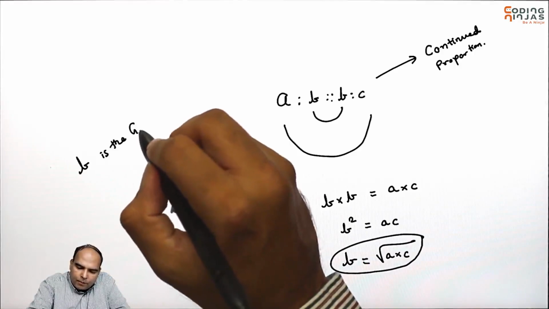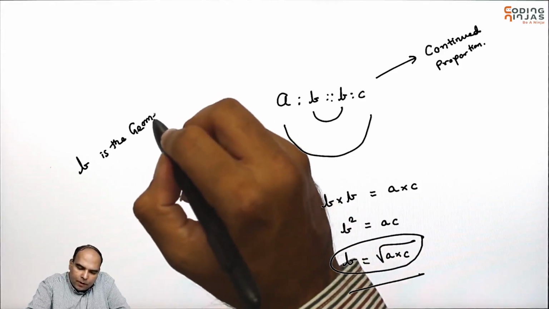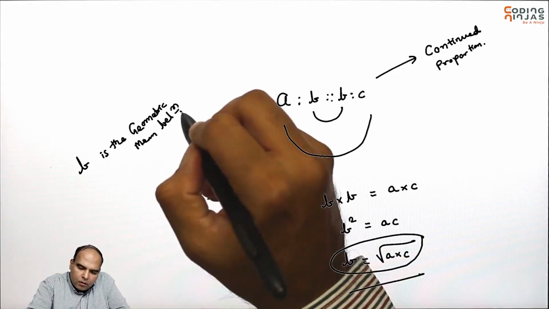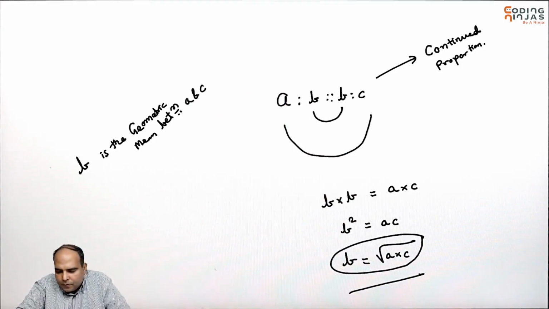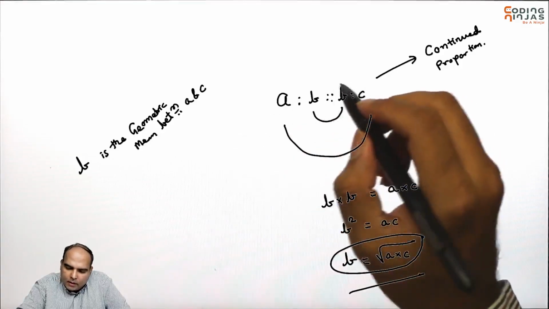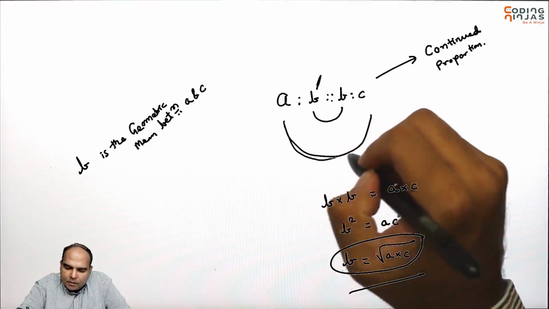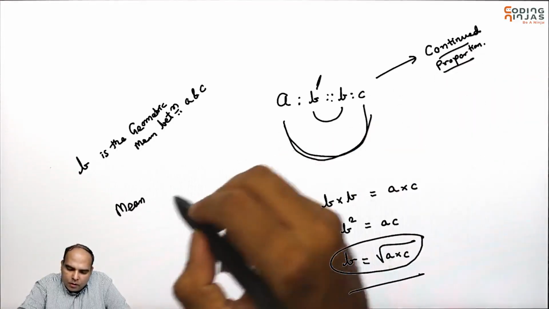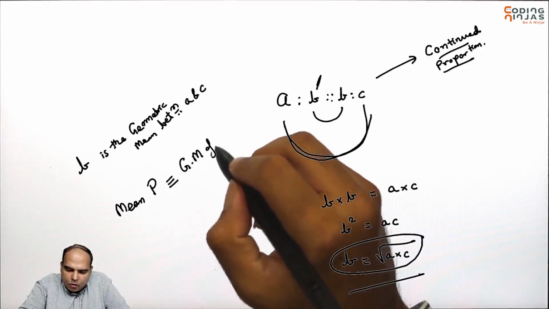We know the concept of the geometric mean. This is the formula of the geometric mean between A and C. So B is referred to as the geometric mean between A and C, right? And essentially in proportional terms, you will say that the mean proportion is the geometric mean of the extremes. The mean proportion in a continued proportion will always be the geometric mean of the extremes.